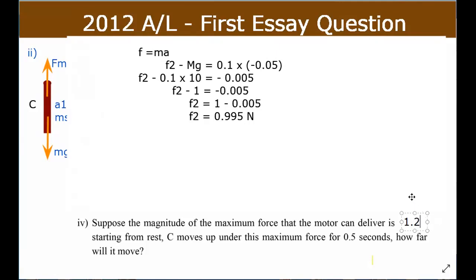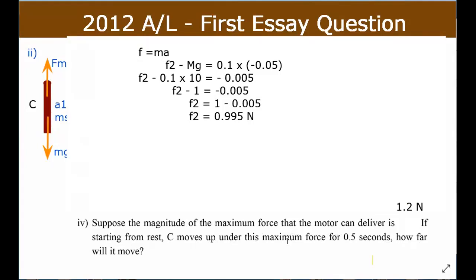This is 1.2 Newton. Unfortunately, it is printed as 12 Newton. Suppose the magnitude of the maximum force that the motor can deliver is 1.2 Newton. If, starting from rest, C moves up under this maximum force for 0.5 seconds, how far will it move? Can you understand it?